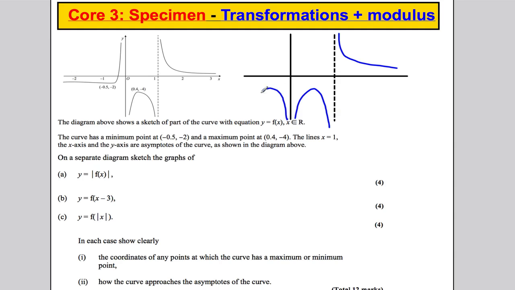So we would reflect that like that, and we would also have another asymptote over here like that, and we're reflecting everything in the y-axis here. So this point here was 0.4, -4. So this point here is -0.4, -4. This here was 1, so this here is -1, and we're done. Next question, pause the video, have a go.